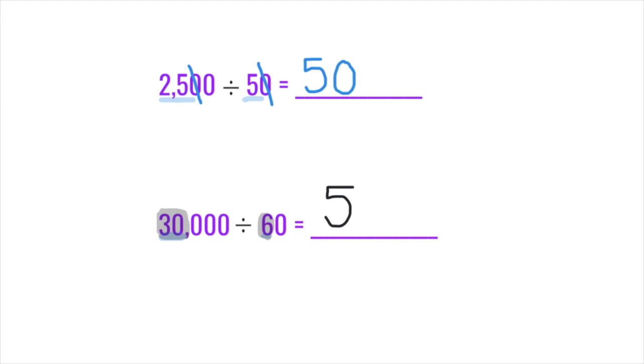Now we can cancel out some other zeros. We have 1 0 in our dividend that cancels out 1 0 in our divisor, but we are still left with 2 zeros, so those end up in your quotient. So 30,000 divided by 60 equals 500.